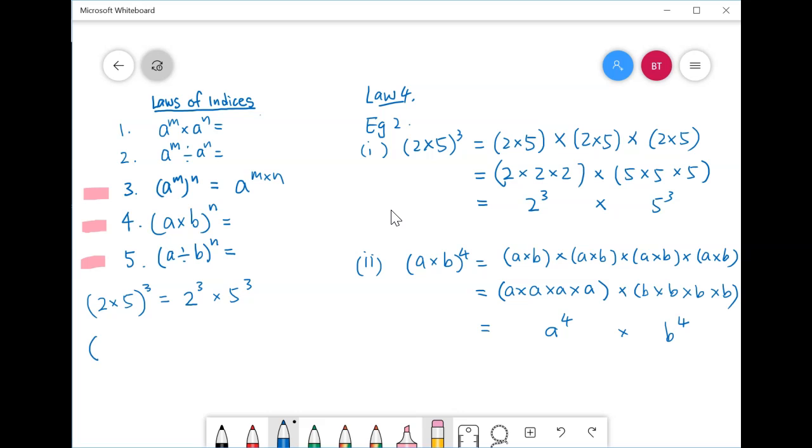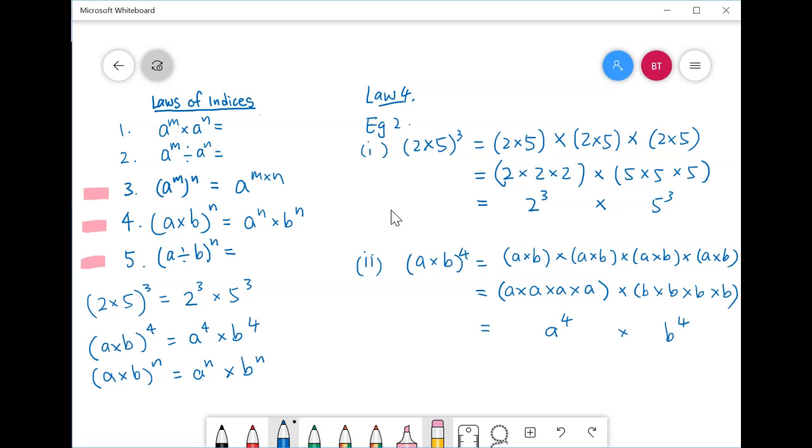So let's summarize this. a times b to the power of 4 becomes a to the power of 4 times b to the power of 4. Now observe that the power 4 goes into each of the a and b and becomes their power. So likewise, I can summarize this: a times b to the power of n becomes a to the power n times b to the power of n. So that concludes law 4.